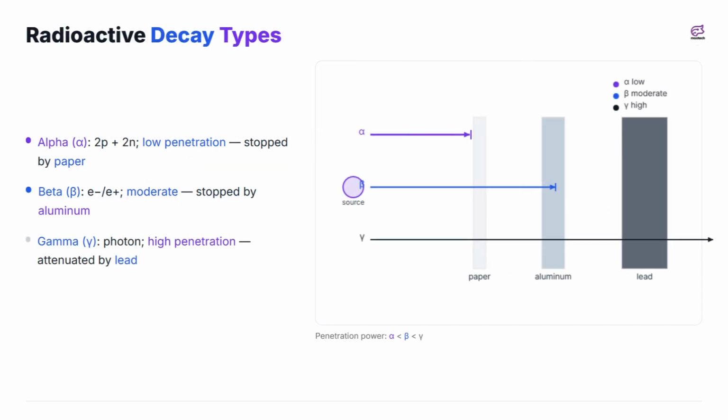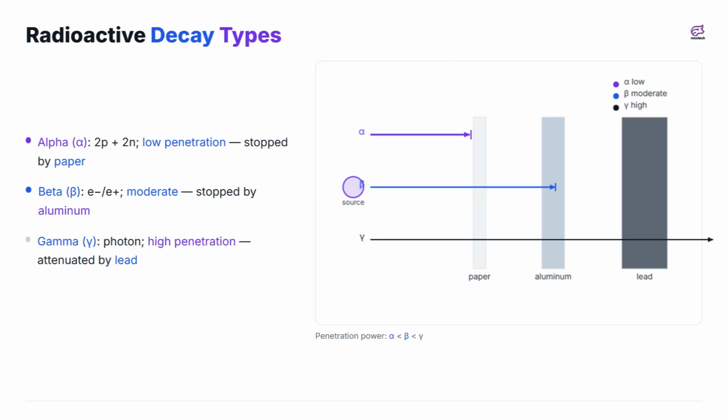So what does this radioactive decay look like? Let's break down the types. Alpha decay, or alpha radiation, consists of 2 protons and 2 neutrons. It has very low penetration power and can be stopped by something as simple as a sheet of paper. Beta decay, or beta radiation, involves the emission of an electron or a positron. It has moderate penetration and can be stopped by a sheet of aluminum.